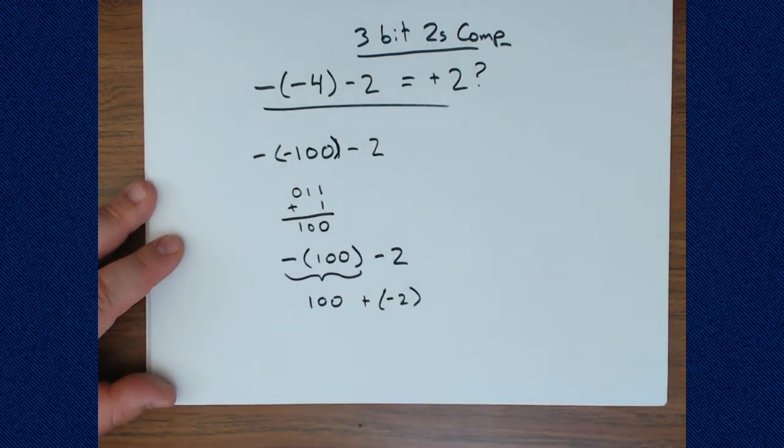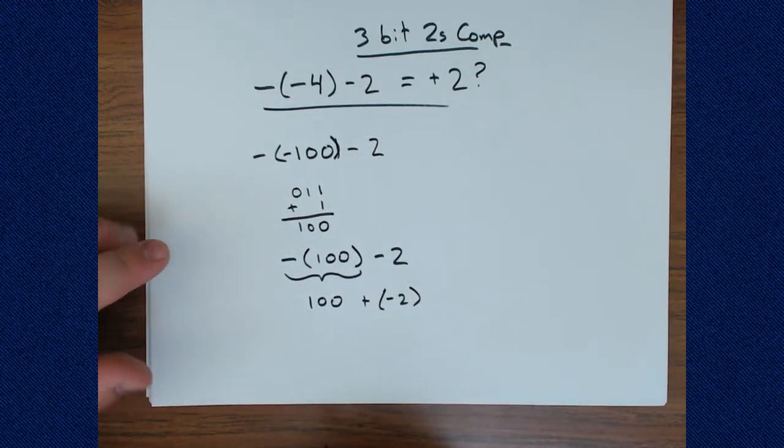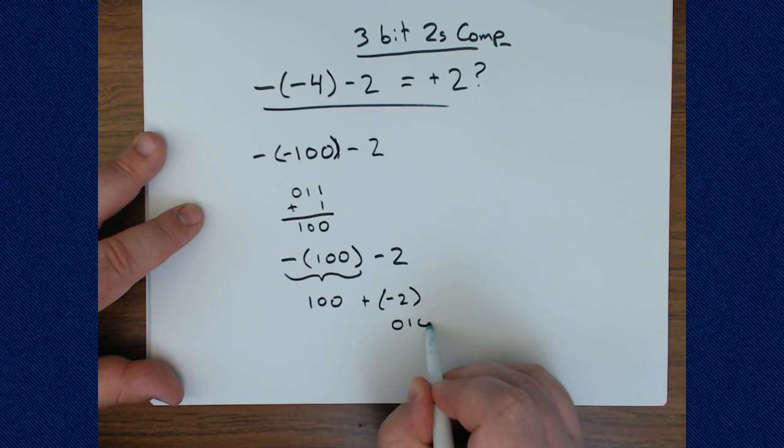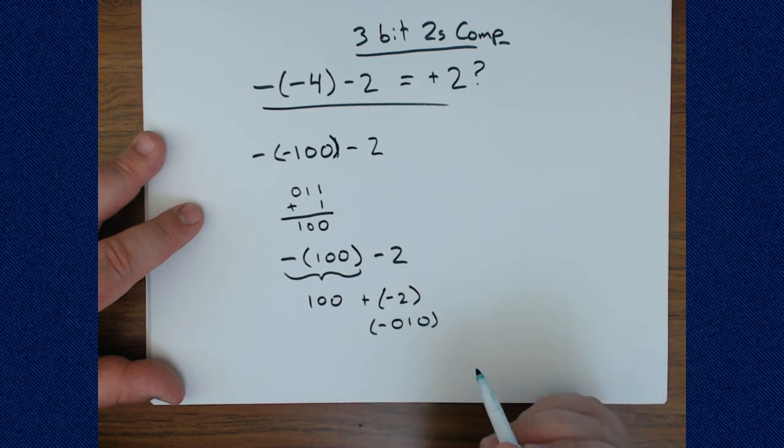All right, so we got more work to do. We need to know the bit pattern for negative 2. To do that first, we're going to put in the bit pattern for 2 in 3 bits. That is 0, 1, 0. And then we're going to negate it. So that's the parenthetical statement there.